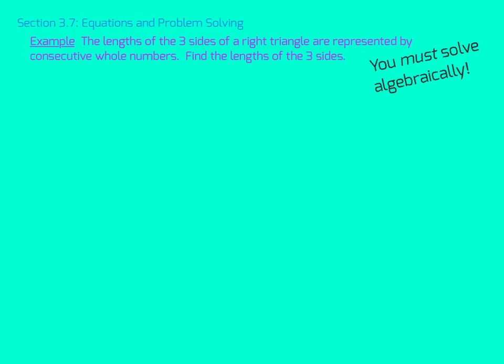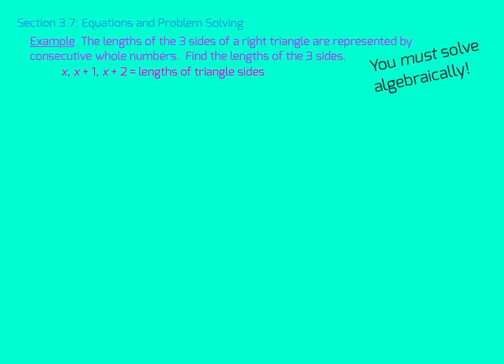So what are we even looking for? We are told that we need to find the lengths of the three sides. Let's define the lengths of the three sides in terms of a variable. I'm going to just use x. Because I know the sides are consecutive whole numbers, I can write them as x, x plus 1, and x plus 2 as the lengths of the three triangle sides.